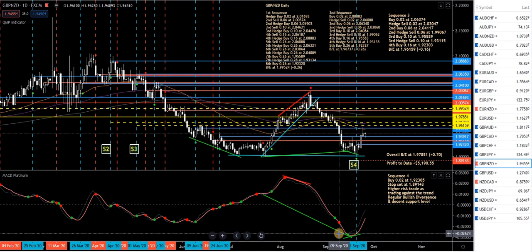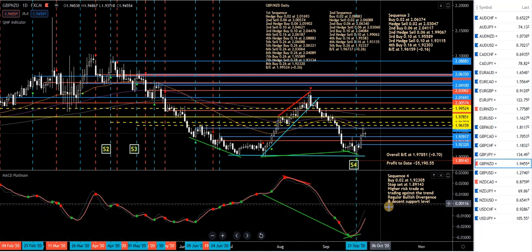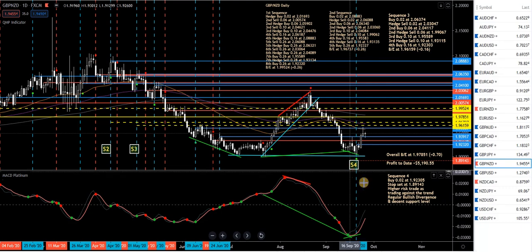Is it regular? No, I made a mistake there. That's actually hidden bullish divergence. I'm thinking, why is that regular? It's hidden bullish divergence. I'll change that. Don't even know what my own divergences are. Well, so that's a good buy there.